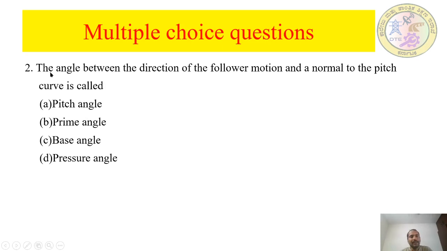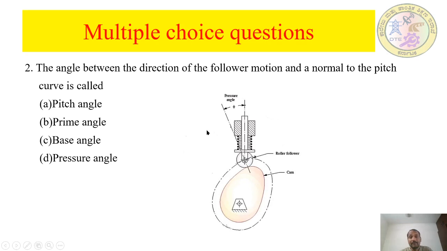Second one, the angle between the direction of the follower motion and a normal to the pitch curve is called. So as we have discussed in the previous slide, the angle between direction of the follower motion and normal to the pitch curve is called the pressure angle. The answer is D, pressure angle.